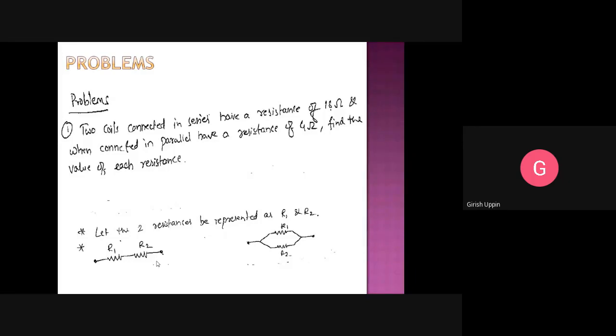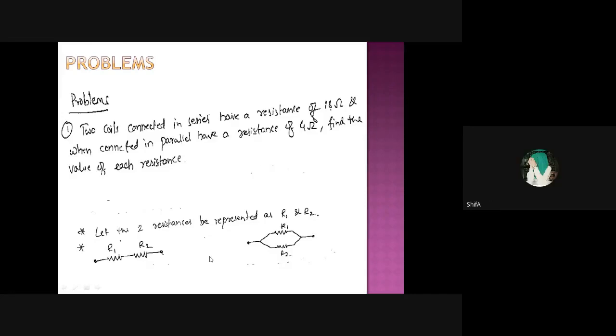If R1 and R2 are connected in series, what is the equivalent resistance? R1 plus R2. Very good. So the first equation is R1 plus R2 is equal to 18 ohm, because this is the resistance when it is connected in series. Now, if R1 and R2 are connected in parallel, what would be the equivalent resistance?